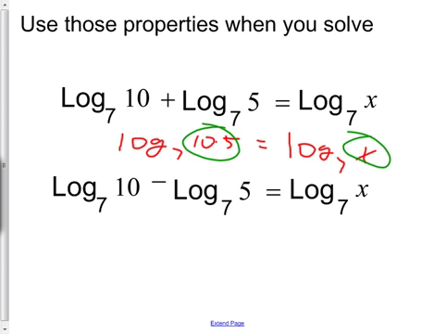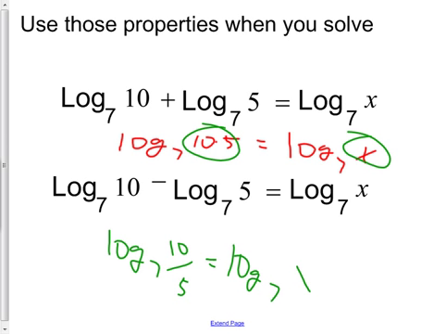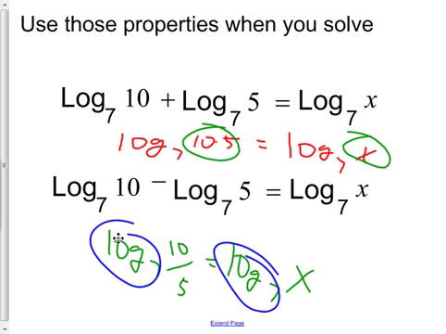All right. How about this next one? Do you get how this would be log base 7 of 10 over 5 equals log base 7 of x, and then if this is the same as this, then this has to be the same as this. So in that case, x is 2.